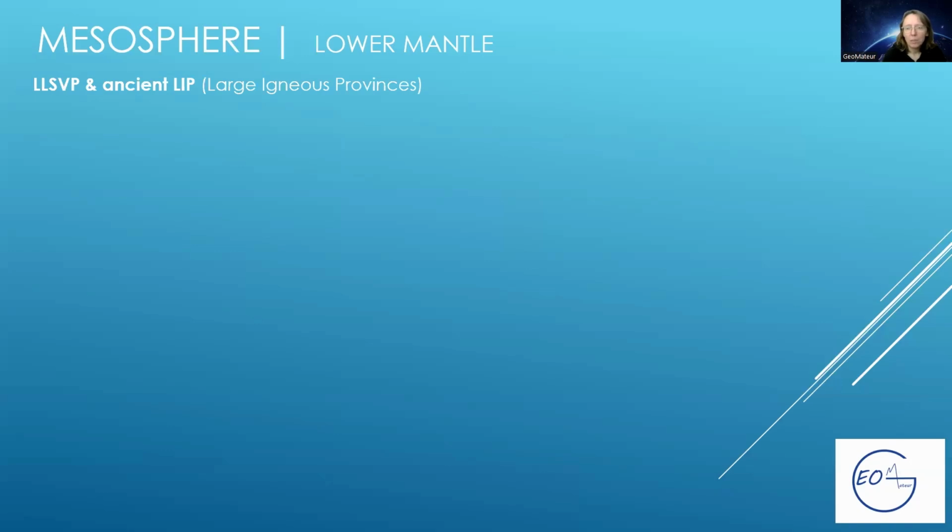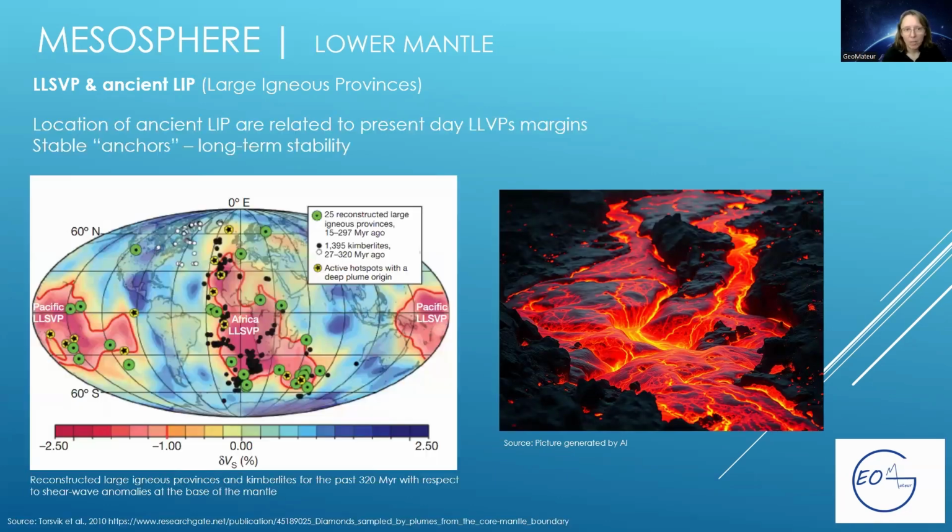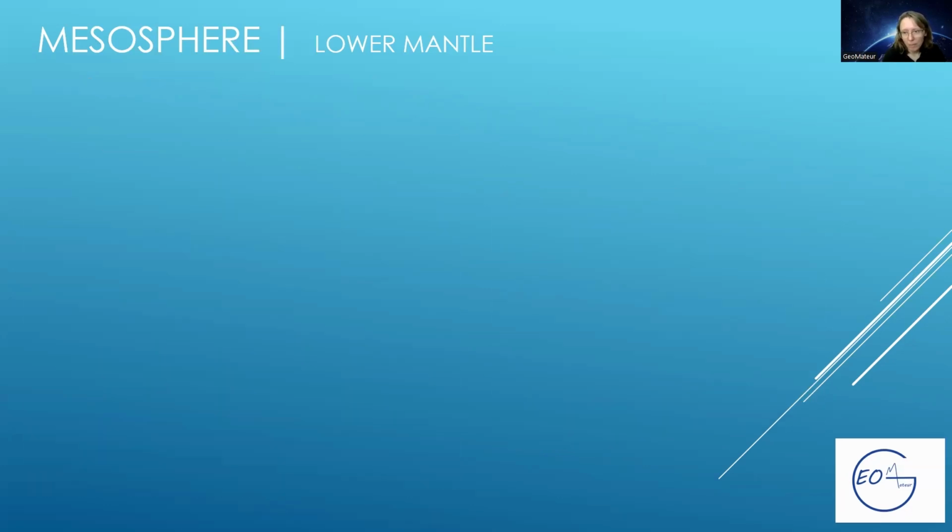The provinces are also connected with ancient large igneous provinces. Large igneous provinces are lava flats or traps, and the location of ancient large igneous provinces related to the present day LLVP margins informs us that they are stable for a long time.